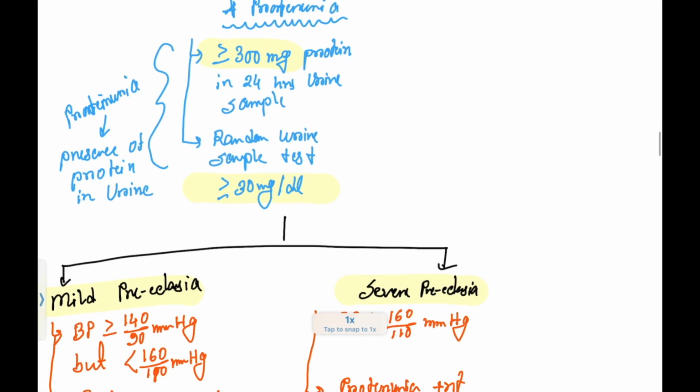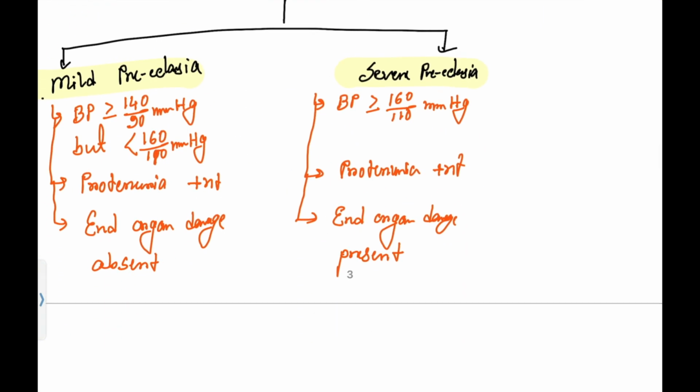Now this preeclampsia is further classified as mild preeclampsia and severe preeclampsia. Mild preeclampsia means BP will be more than or equal to 140 by 90 mmHg but less than 160 by 110. But what will happen in severe preeclampsia? BP will always be more than or equal to 160 by 110. This is too much high. Proteinuria will be present in both cases. But in mild preeclampsia, no end organ damage, no organ damage history will be there.